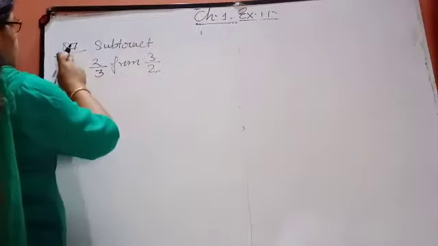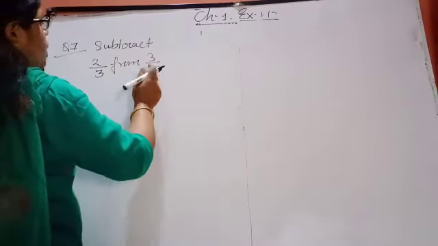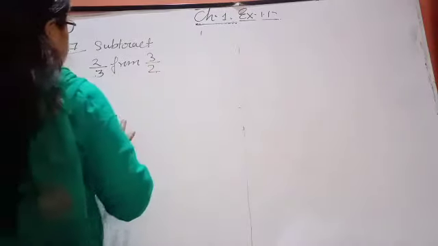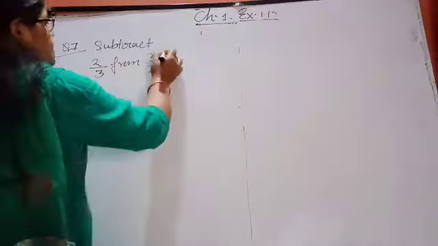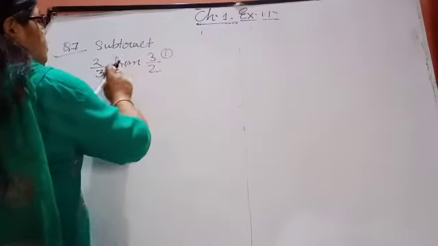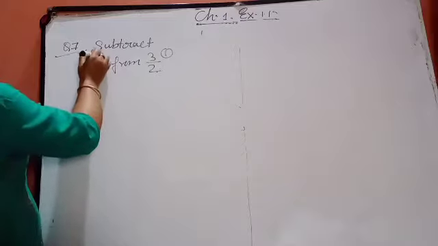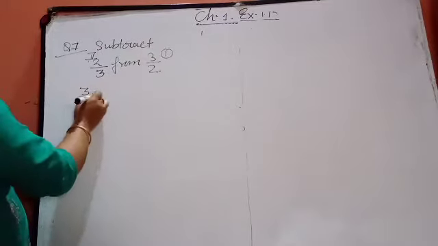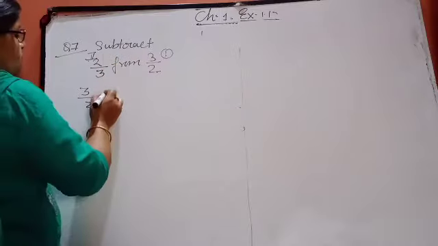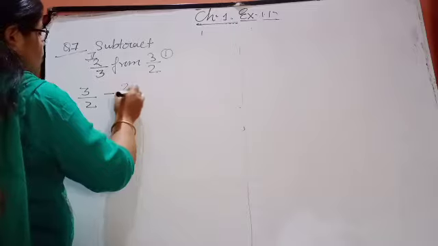In question number 7, subtract 2 upon 3 from 3 upon 2. Last year when I was teaching you, I taught you that the number after 'from' always comes first, and the other one goes in the second part. Okay, now first write 3 upon 2. For subtraction, what sign are we using? Minus. Now it will go in the second part, 2 upon 3.